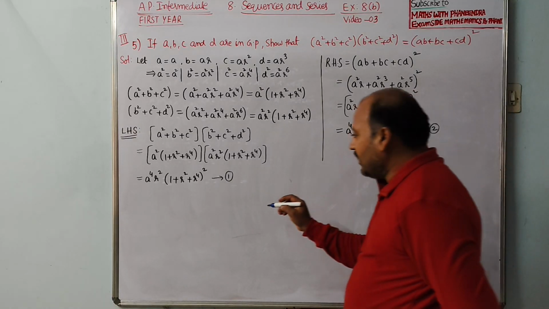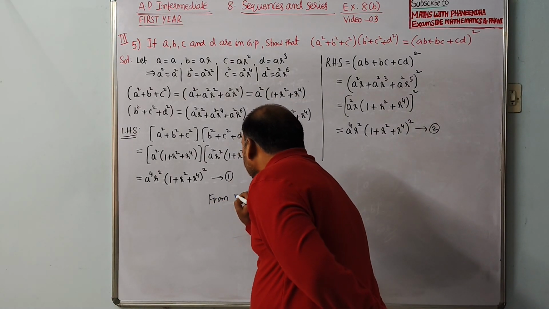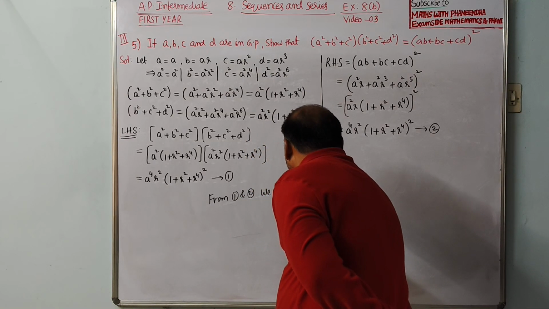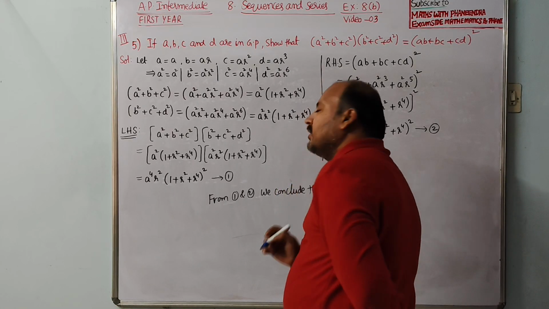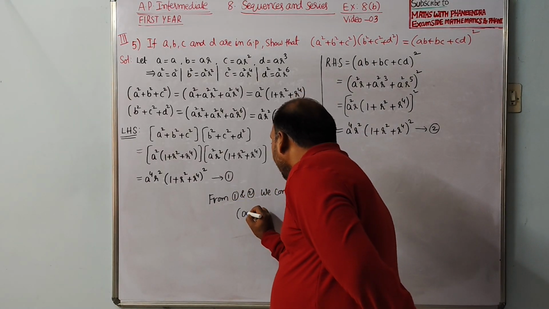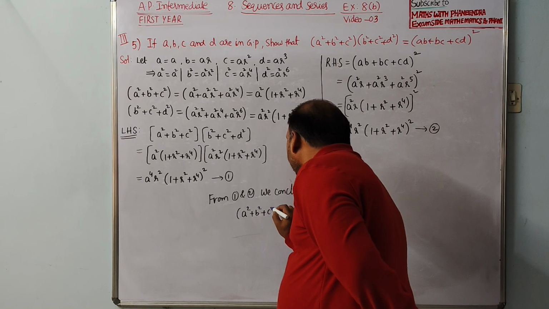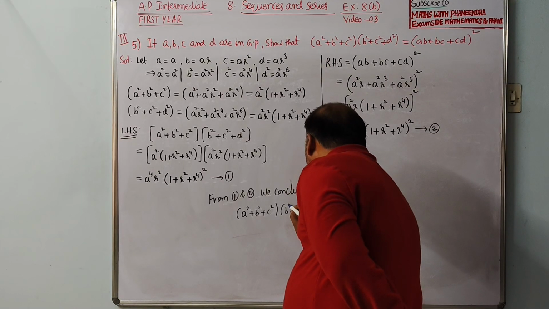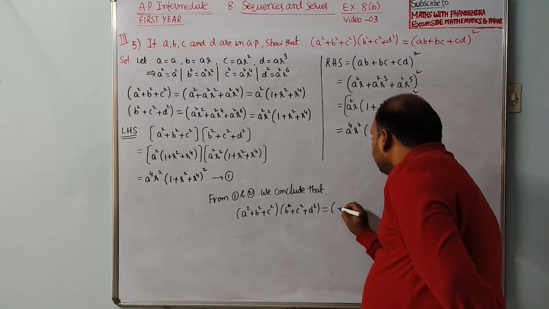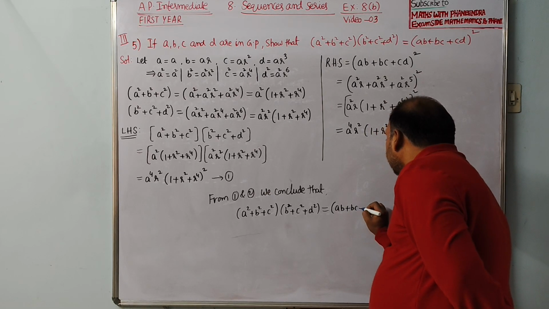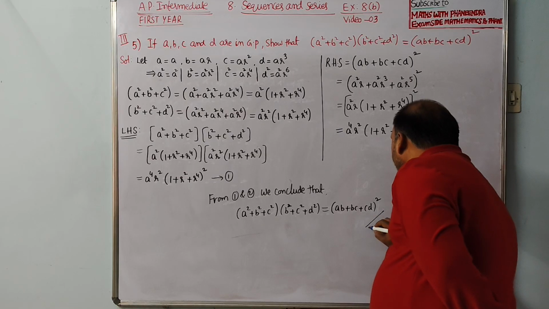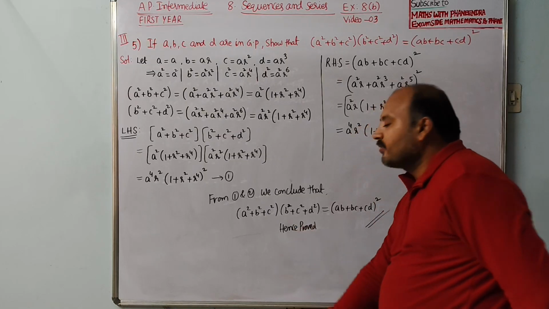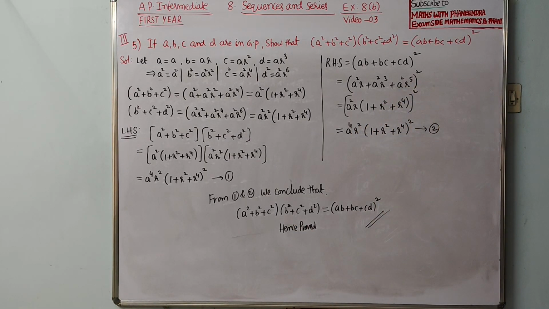From 1 and 2 we conclude that (A square + B square + C square) into (B square + C square + D square) is equal to (AB + BC + CD) whole square. Hence proved. Okay, students, this is the way we can do it.